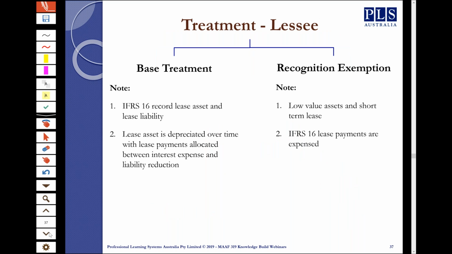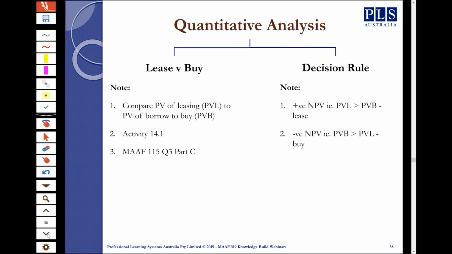I would also note, however, with respect to that treatment for the lessee, as I noted, IFRS 16, record your lease asset and lease liability. The lease asset is depreciated over time, with lease payments allocated between your interest expense and liability reduction. Note there is a recognition exemption here, however, for what we refer to as low value assets, short-term lease, so something less than $5,000 US, short-term lease, something less than 12 months. In that case, under IFRS 16, the lease payments would purely be expense. But I also suggested there's a potential quantitative analysis that the Institute could do in this area.